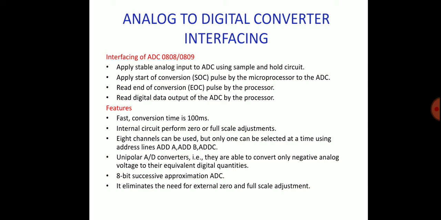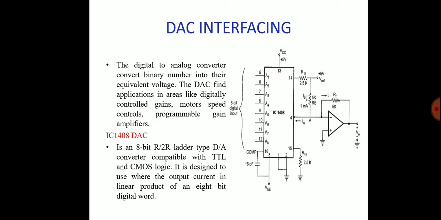Internal circuit performs zero or full scale adjustment, and 8 channels can be used, but only one can be selected at a time using address lines ADD A, ADD B, ADD C. It is a unipolar analog to digital converter, therefore it is able to convert only positive analog voltage to its equivalent digital quantities. It is an 8-bit successive approximation A to D converter. It eliminates the need for external zero and full scale adjustment. We see the analog to digital converter block diagram.